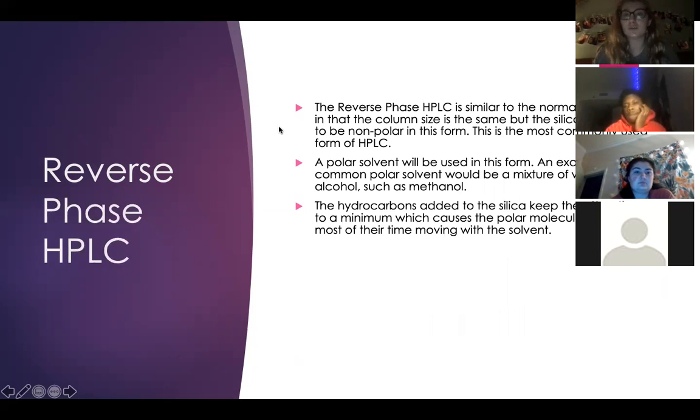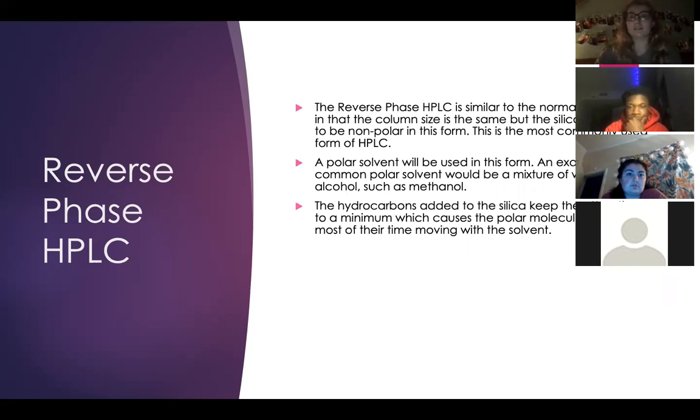It is similar to the normal phase in that the column size is the same, but the silica is modified to be nonpolar in this form. So what they do is modify the silica particles by adding long hydrocarbon chains to it. And these hydrocarbon chains usually range from about 8 to 18 atoms. Due to this, a polar solvent will be used this time. An example of a common polar solvent used would be a mixture of water and an alcohol such as methanol.